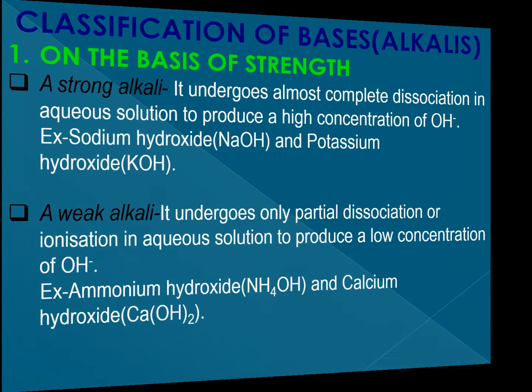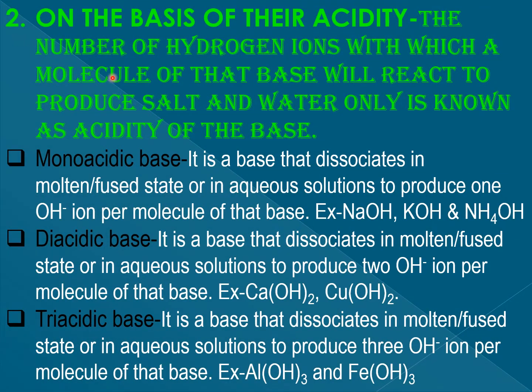Now next, bases on the basis of their acidity. The number of hydrogen ions with which a molecule of that base will react to produce salt and water is known as the acidity of a base. A base that dissociates in the fused state or in aqueous solution to produce one OH minus ion per molecule of the base is called a monoacidic base. Sodium hydroxide, potassium hydroxide and ammonium hydroxide are monoacidic bases.